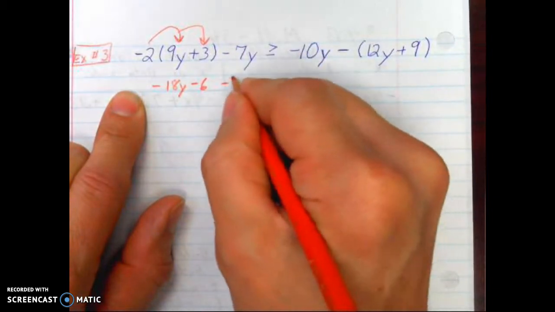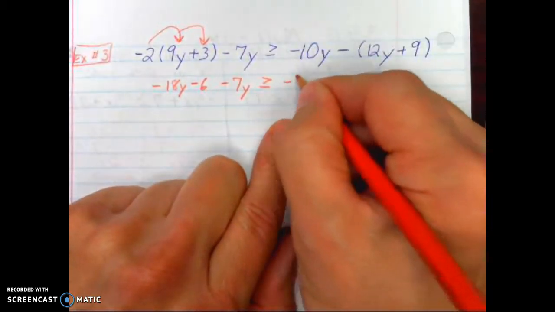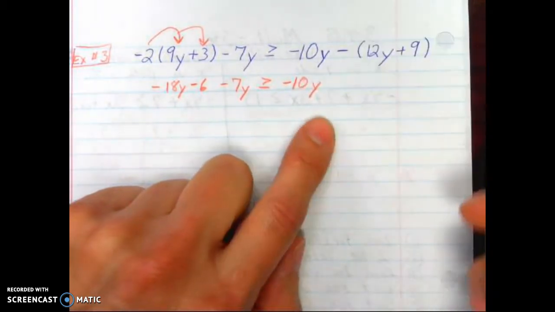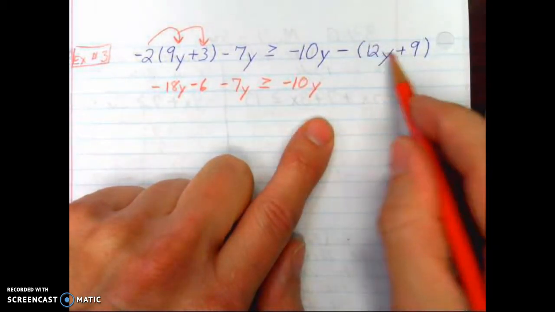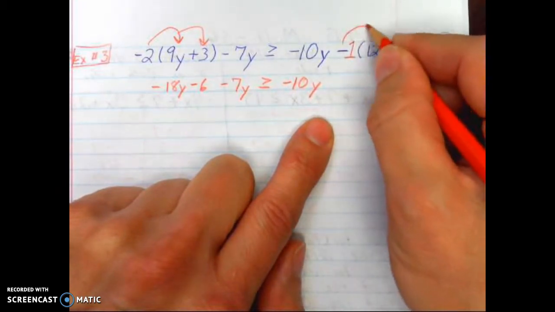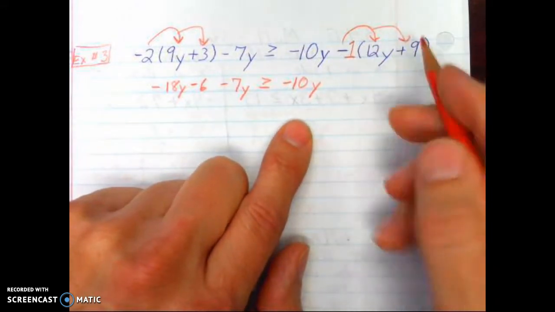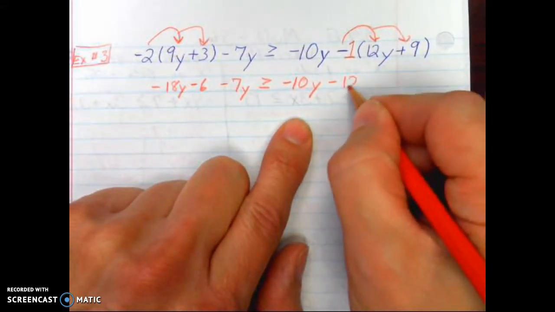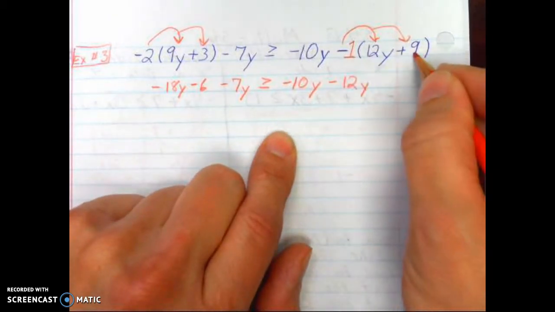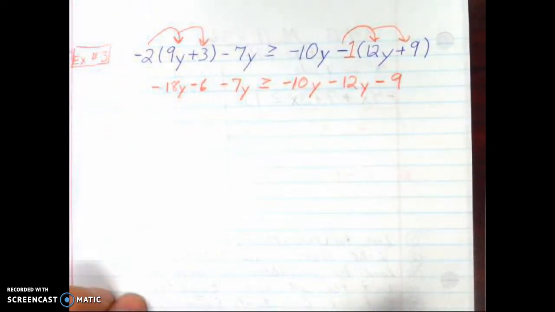I'm going to drop down my negative 7y, drop down my sign, drop down this negative 10y, and then I'm going to pause for a second because I do have a set of parentheses, but there's only a negative sign in front of it. So I'm going to put a 1 there, and then I'm going to multiply that. So that's a little tricky on this one. So I go negative 1 times 12 is going to make that a negative 12y. Negative 1 times a positive 9 makes it a negative 9. So we got rid of our parentheses.